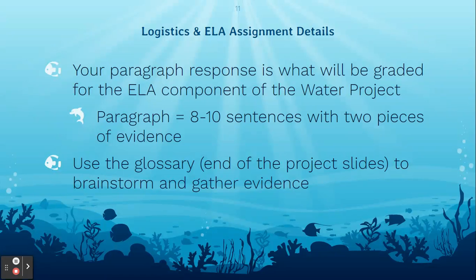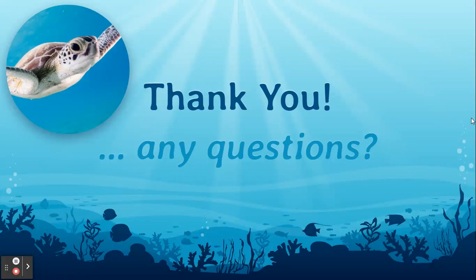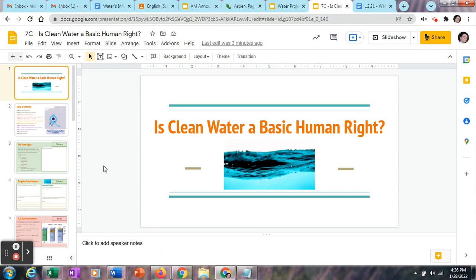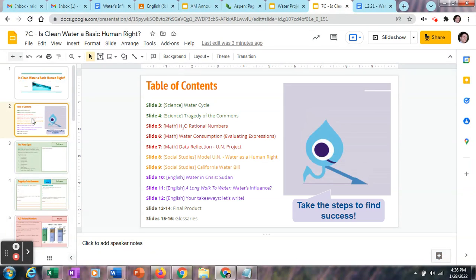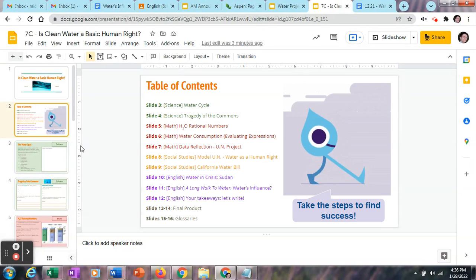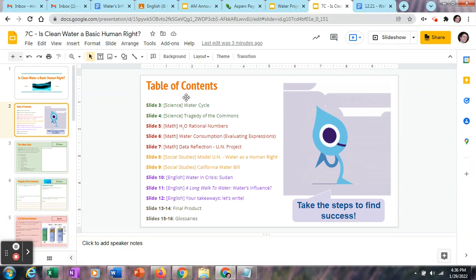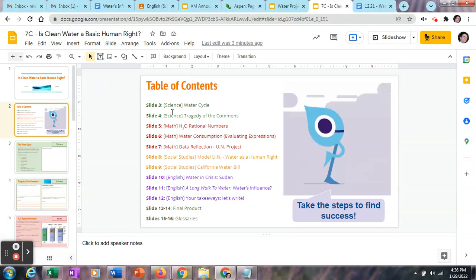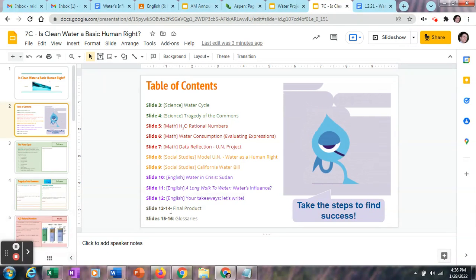But that means 8 to 10 sentences, 2 pieces of evidence. You're going to use a glossary to brainstorm and find evidence. Let's see how it looks. Here is your project, the entire project. It's in the form of a Google Slides. Here's the cover slide. Slide 2 right here is the table of contents. You see it shows how the project is organized and how it's sorted by subject.